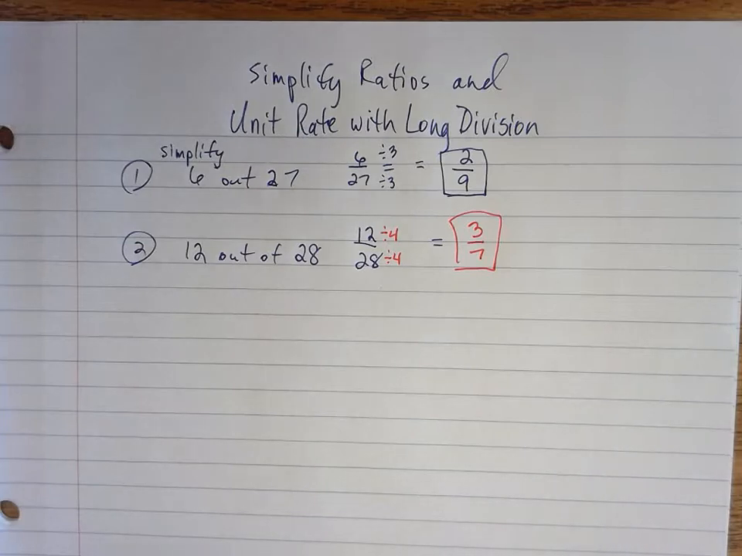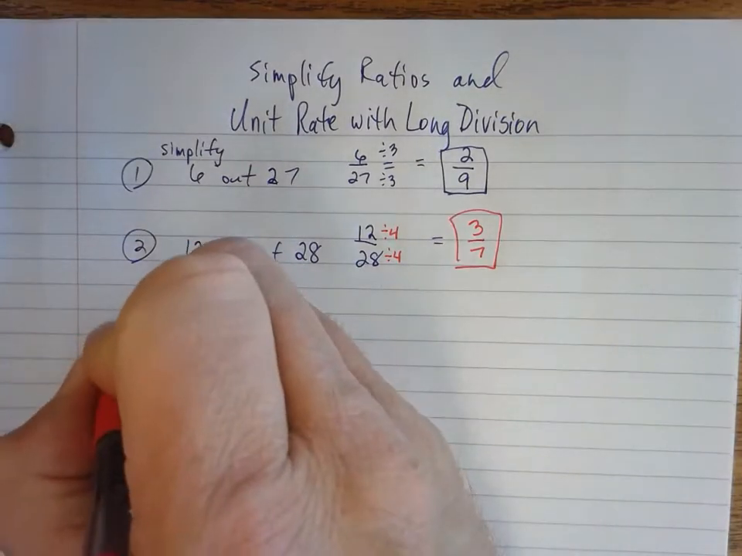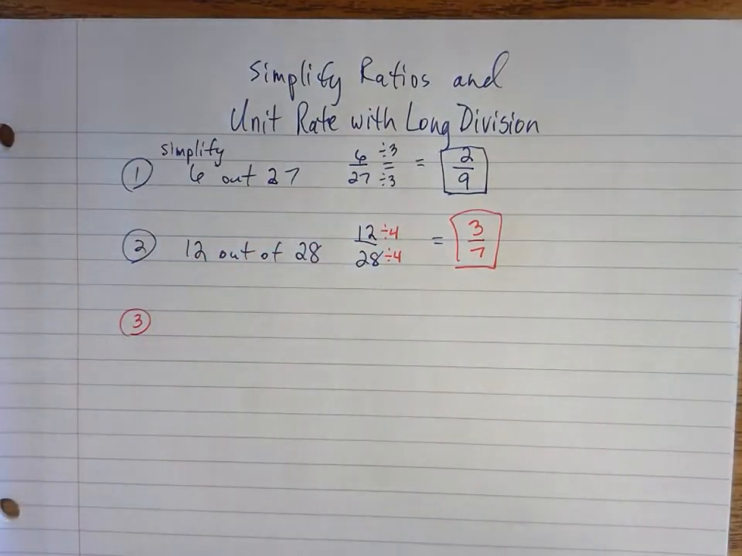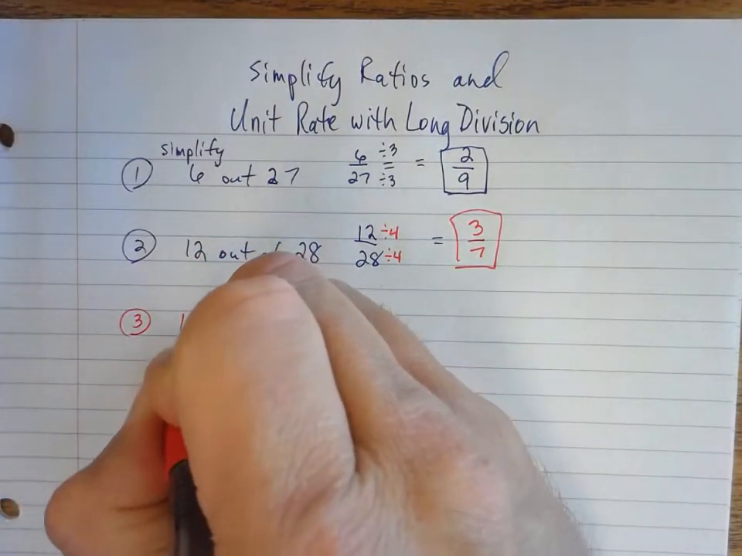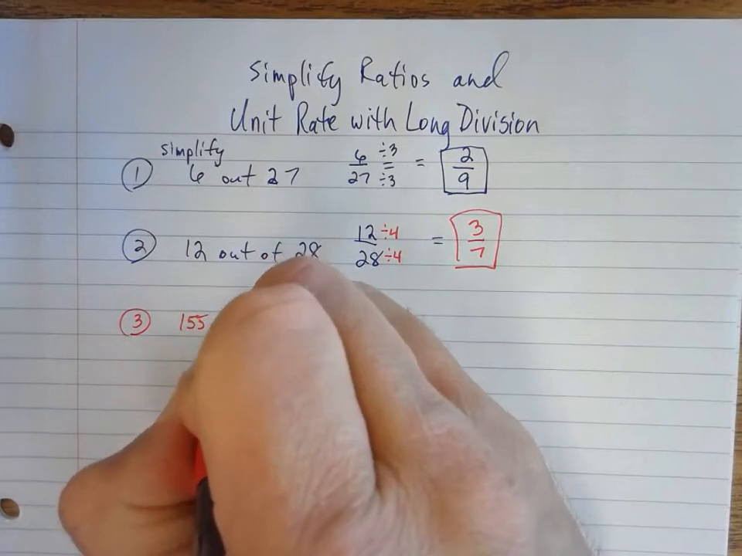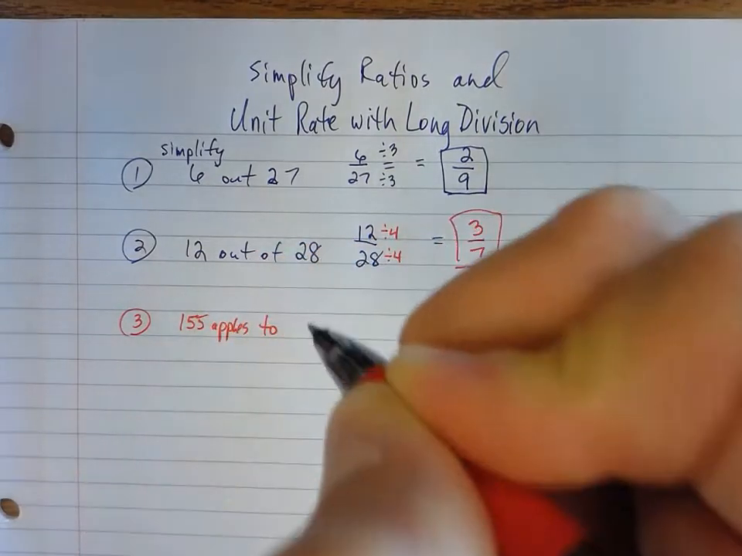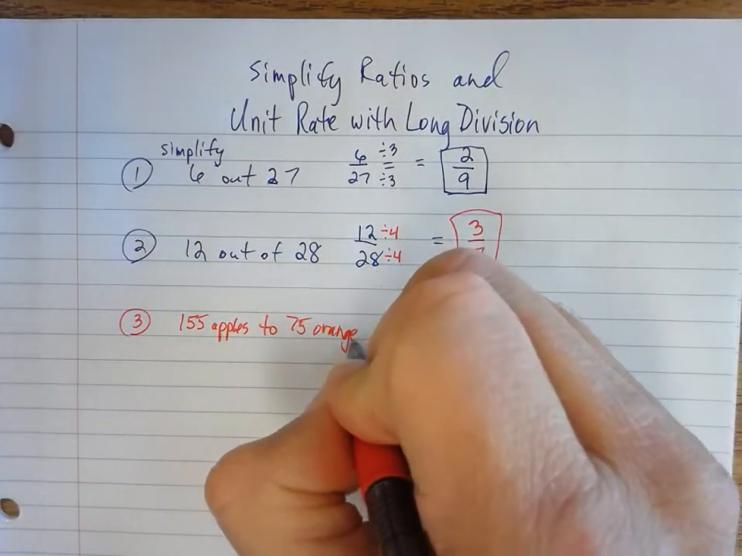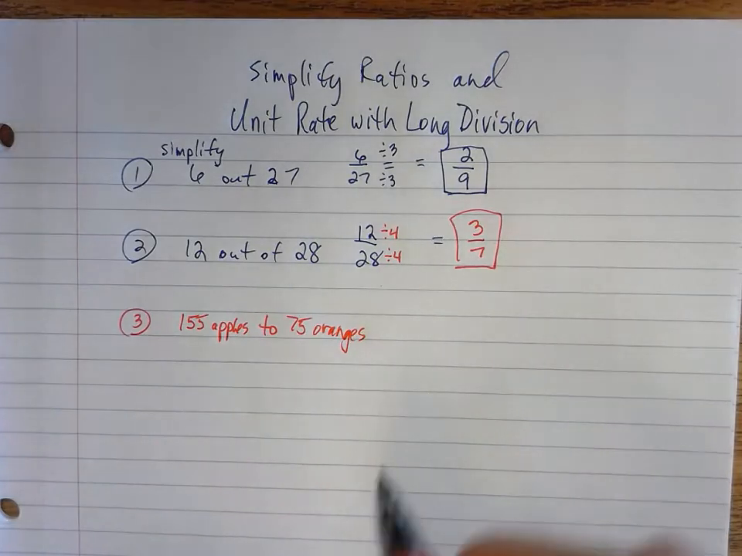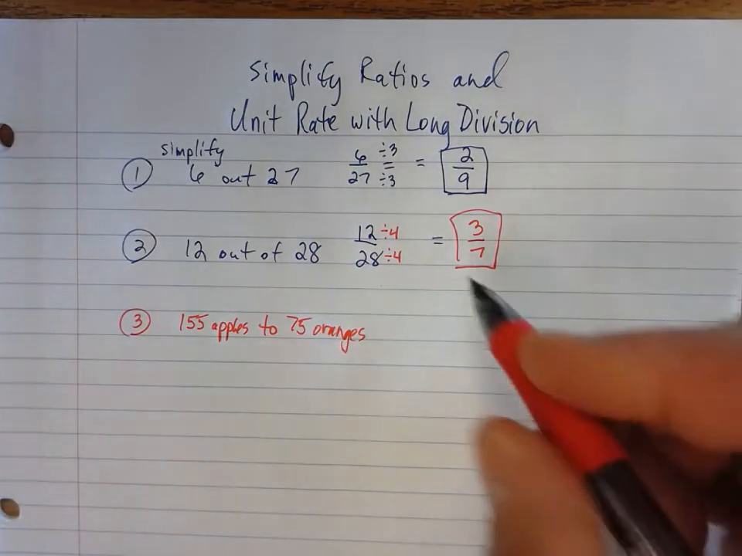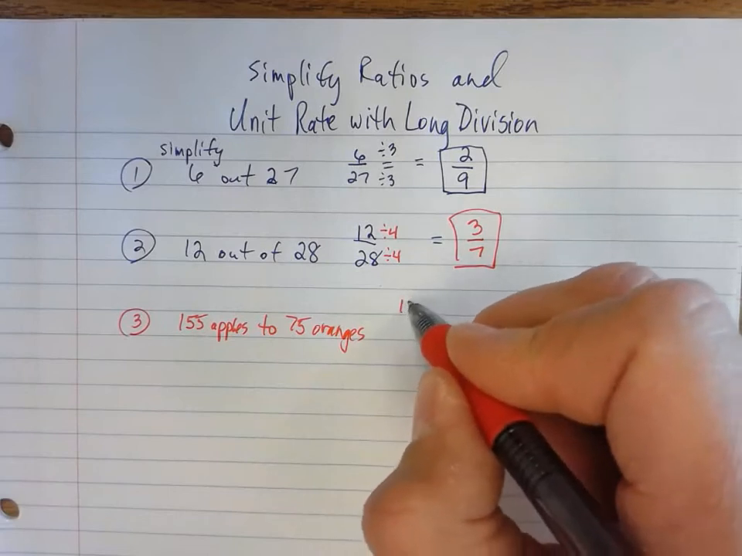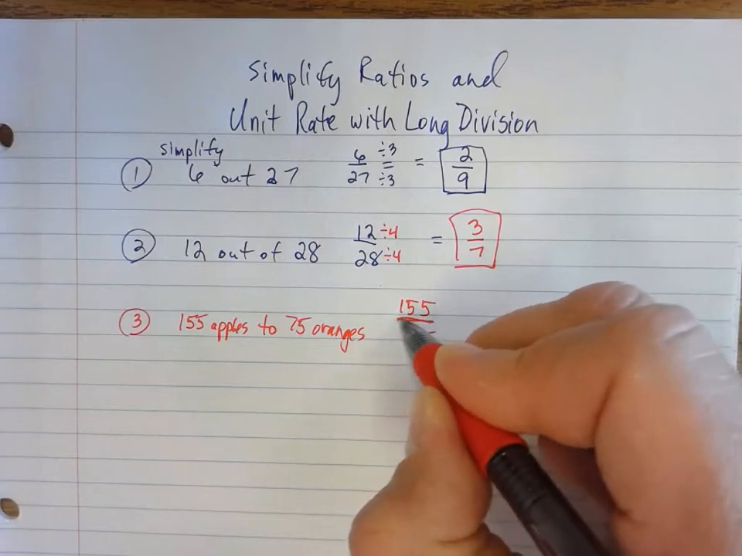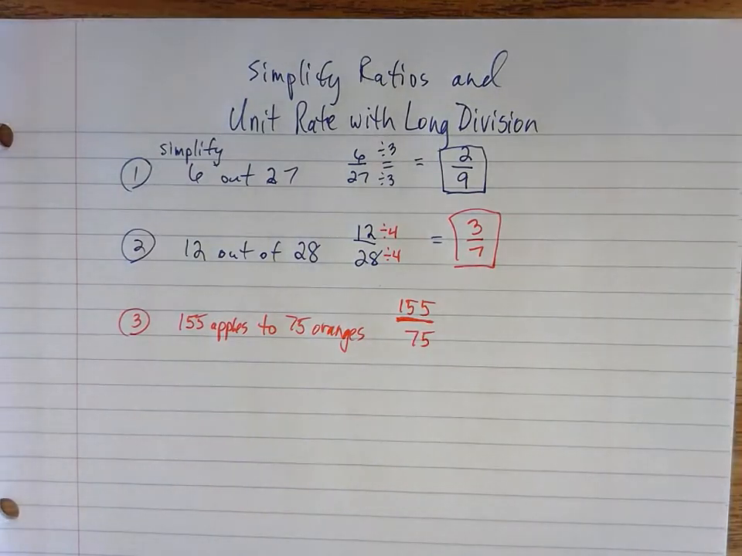You may get some that give you improper fractions, and that's okay. So maybe you had one that said 155 apples to 75 oranges. It doesn't matter. We're still going to write it with 155 as the numerator and 75 oranges as the denominator. So you're still going to write it as a fraction. It's going to be improper.